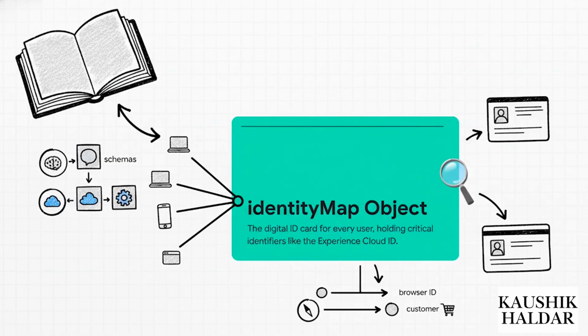Now, one of the most important building blocks you're going to use is something called the identity map. The absolute best way to think about this is as a digital ID card for every single user. It holds all of their different identifiers in one neat little package, like their anonymous browser ID from one visit and their logged-in customer ID from another. This is the magic piece that lets you connect all the dots and see a single unified customer journey, even when they're hopping between devices. It is absolutely essential.